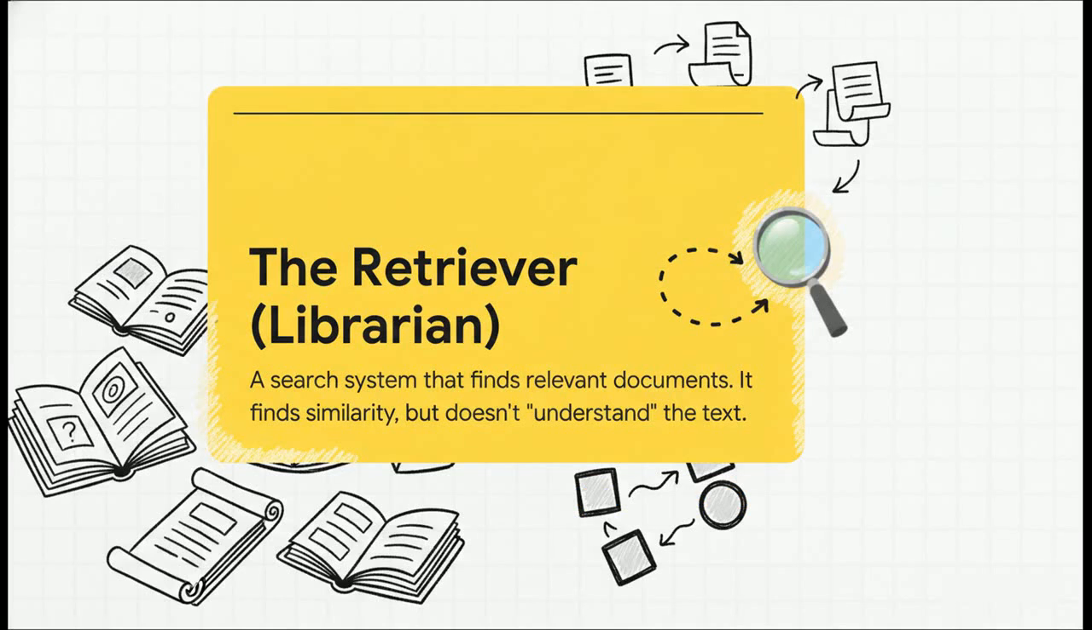So let's talk about that first part, the retriever. This is our librarian. Its only job is to search through all the information we've given it, usually in something called a vector database, and find the most relevant snippets of text. It's not just matching keywords either. It's matching the actual meaning, the semantic similarity of the question. But, and this is super important, it doesn't understand a single word it's looking at. It's just a phenomenally good pattern matcher. It just finds the right page in the book.